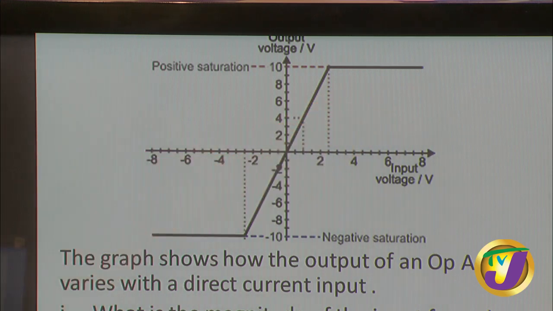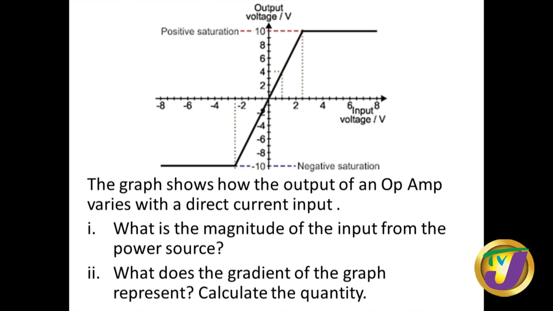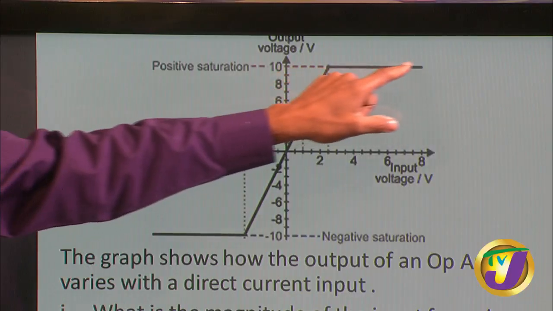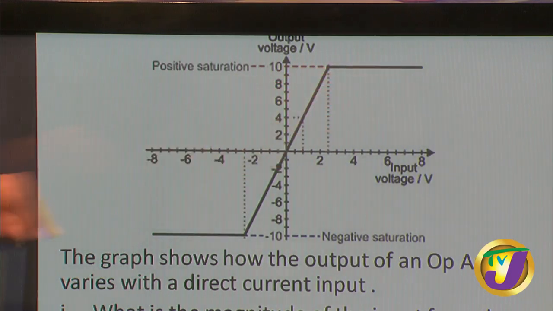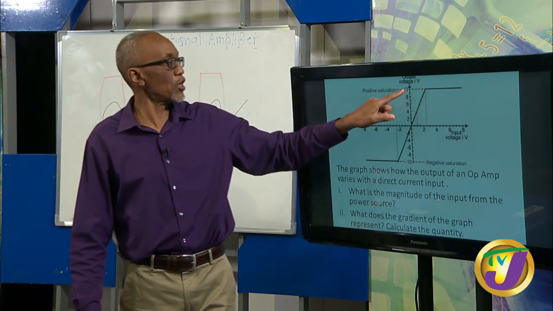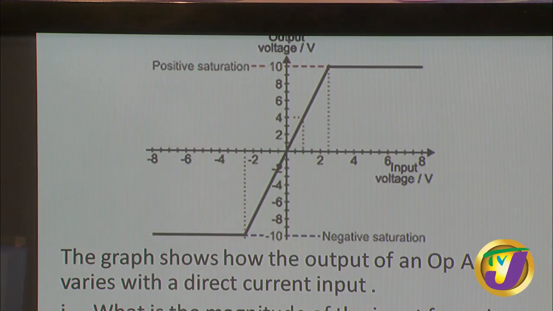It asks: what is the magnitude of the input from the power source? Remember we said that it will level off at the magnitude of the power source, as it did here. We see it levels off at 10 volts, so the input from the power source would be 10 volts.